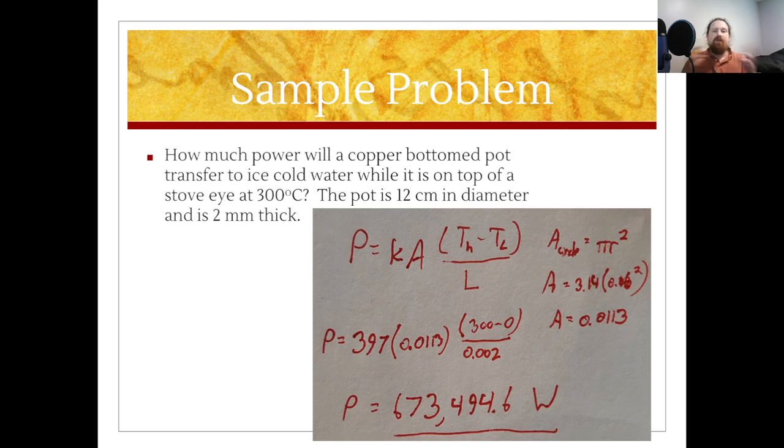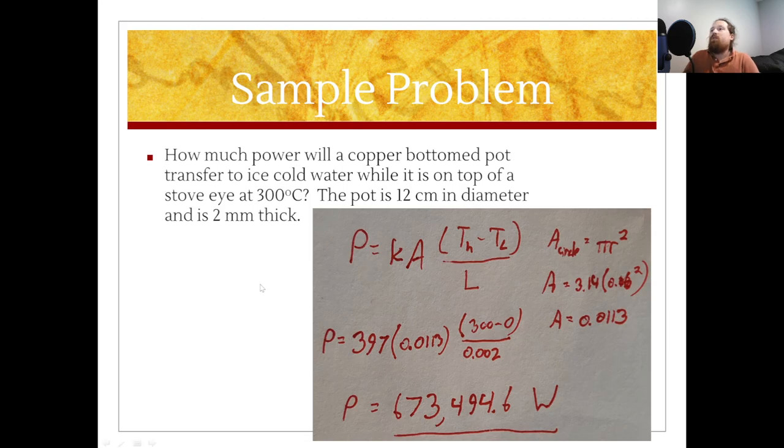So, to set the stage, ice-cold water is in a pot put on the stove eye. The eye of the stove is very hot, the inside of the pot is very cold, so that is a temperature difference. That is a temperature gradient. And thermal energy is going to flow from the hot through the bottom of the pot into the cold water. And we have to figure out the rate at which it's going to do that.